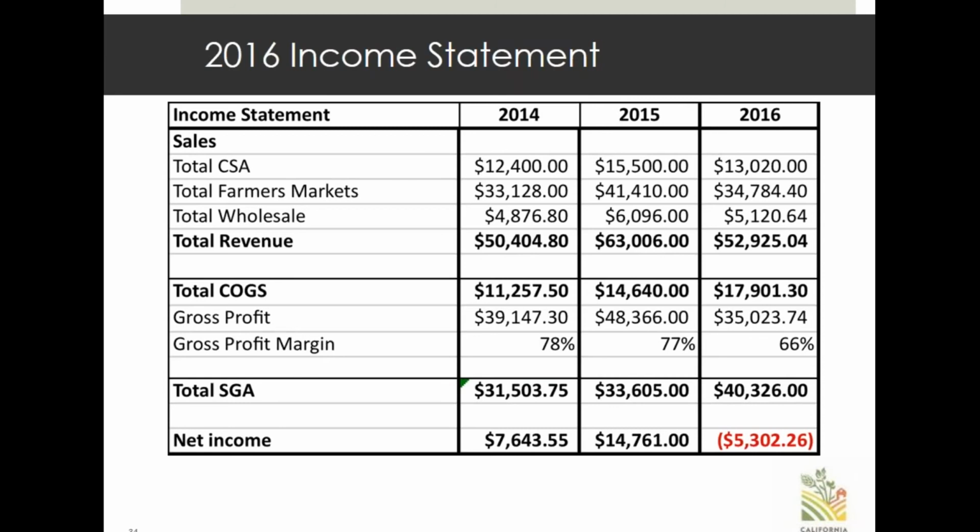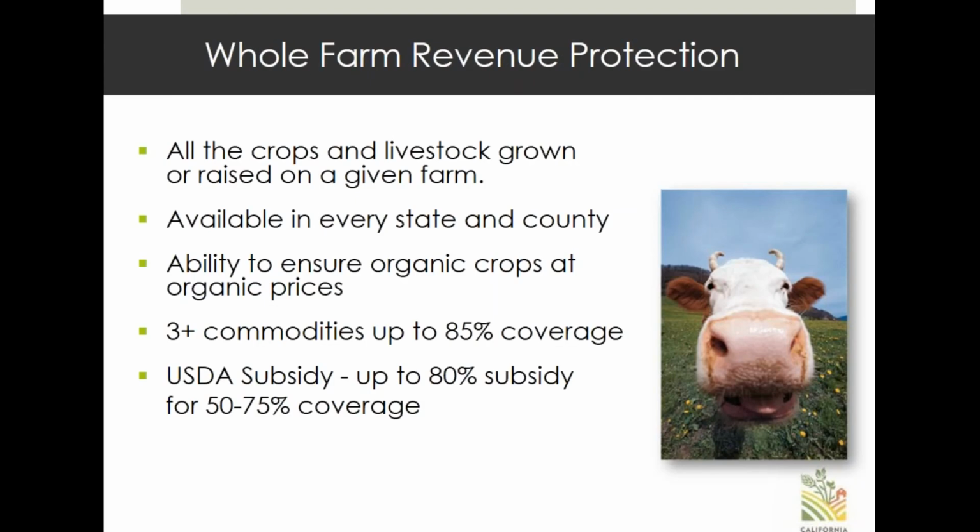But fortunately, while this is the actual operational net income that he incurred, he also got whole farm revenue protection. And whole farm revenue protection started being offered in 2015. He jumped on it immediately and signed up for it at the beginning of 2016. And it's a new insurance product that is really created for diversified and organic market-based farmers. It is an umbrella policy that covers all your crops and livestock that are grown on your farm.